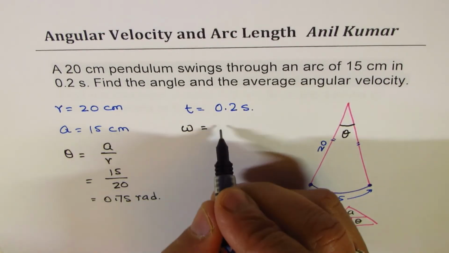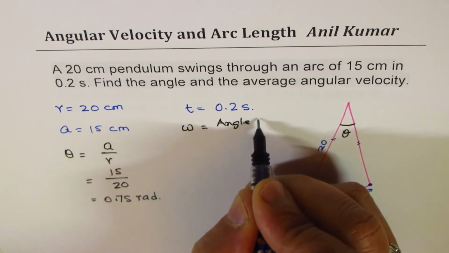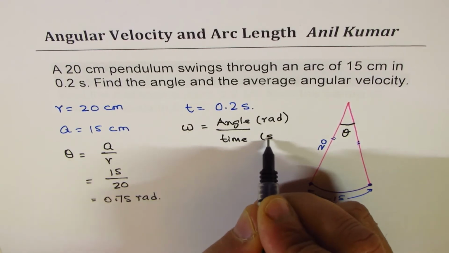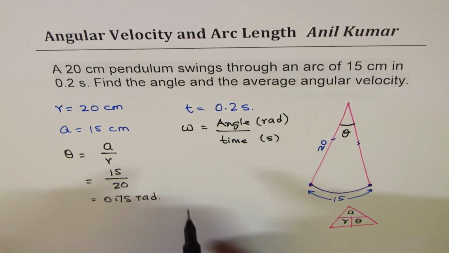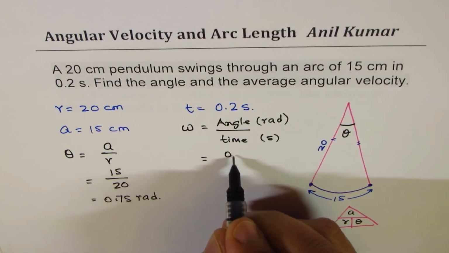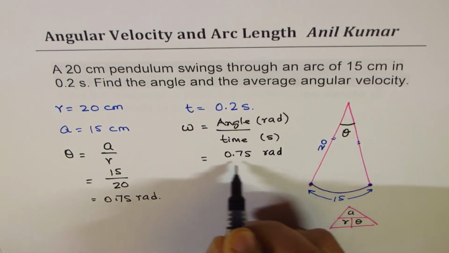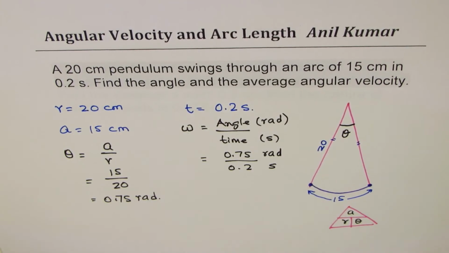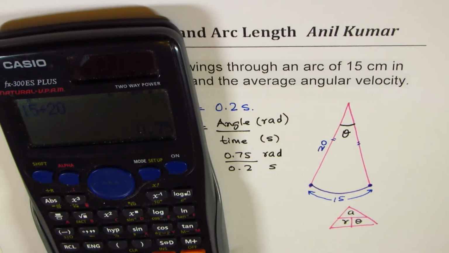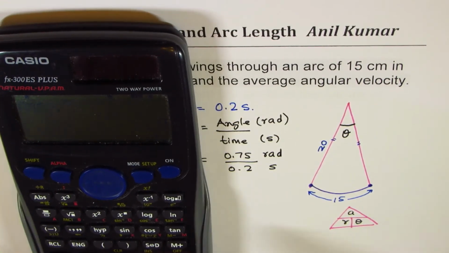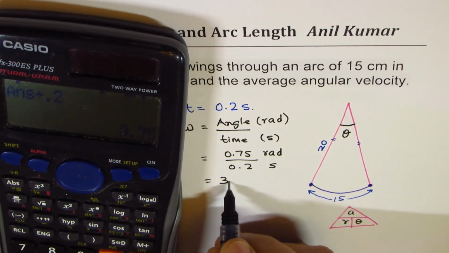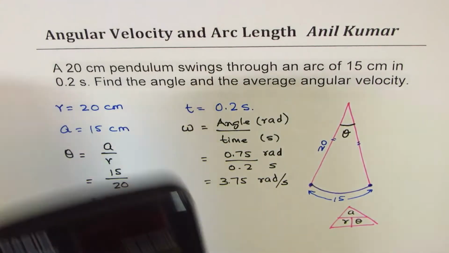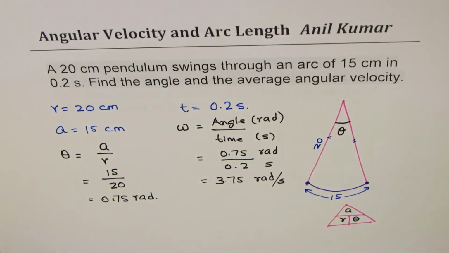Angular velocity is the angle, which is in radians, over the time taken, which is in seconds. Simple. So the angle for us is 0.75 in radians, and the time taken is 0.2 seconds, so we get our answer. Let me divide this by 0.2 to get the answer as 3.75 radians per second. Do you see that? So that is how you'll find omega.